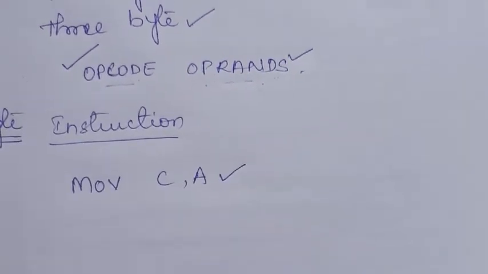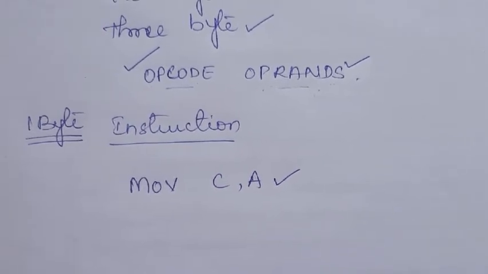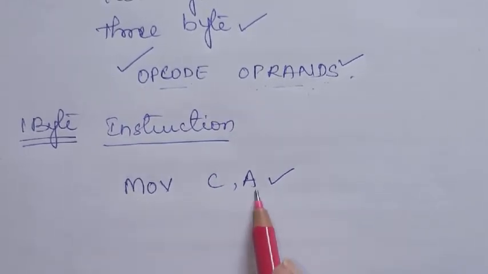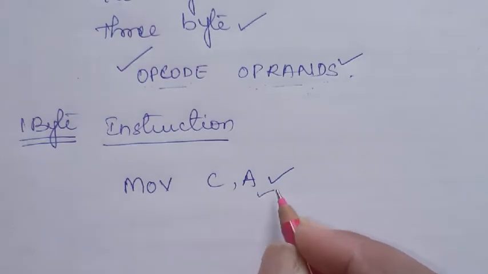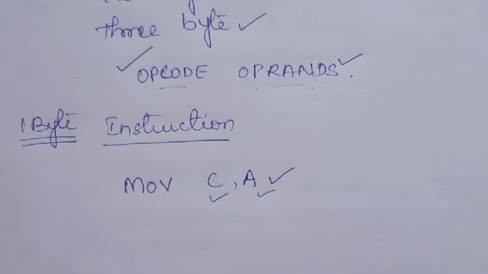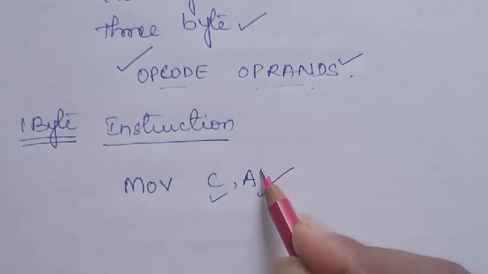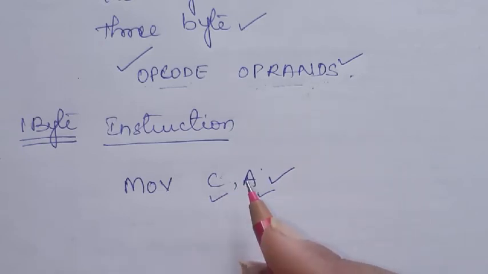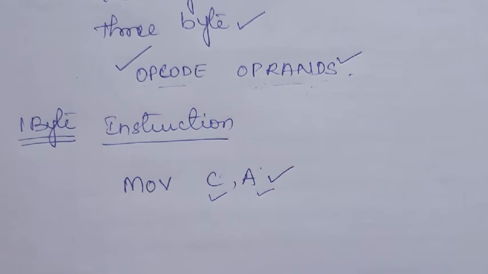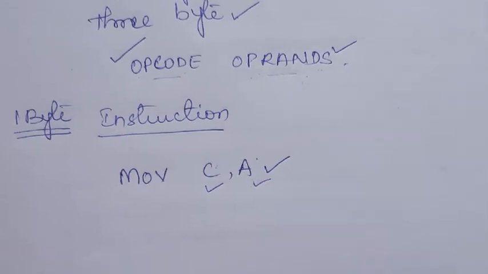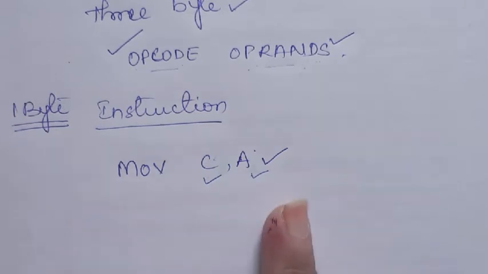So let's see 1-byte instructions first. Let us suppose MOV C, A. We first write the destination and then the source. We read it as move A to C, not from C to A. With the execution of this instruction, the data present in the accumulator A will be copied to the C register.